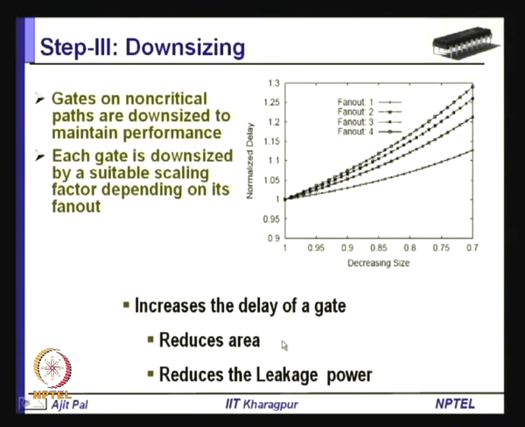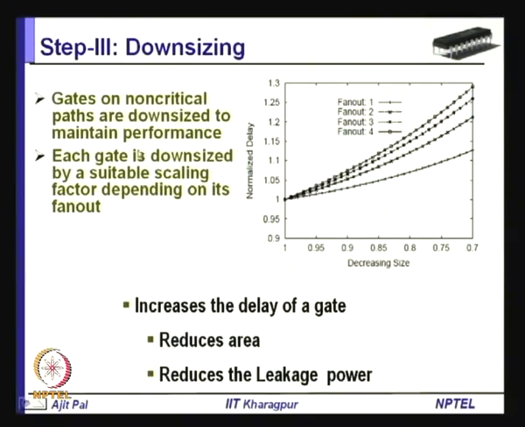Now, what is being done in step 4 is that the gates on the critical paths are downsized to maintain performance. Some of the gates on the non-critical path can be downsized. Their delay will increase, but as long as the delay does not exceed the delay of the critical path, there is no problem. And here also the gates on the non-critical path are not downsized arbitrarily.